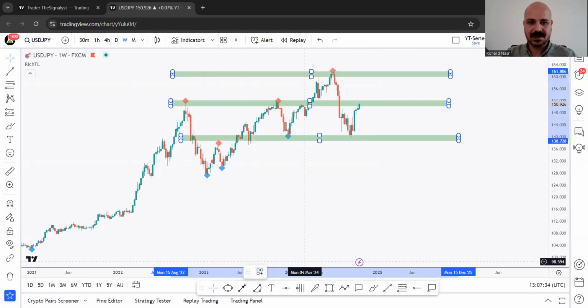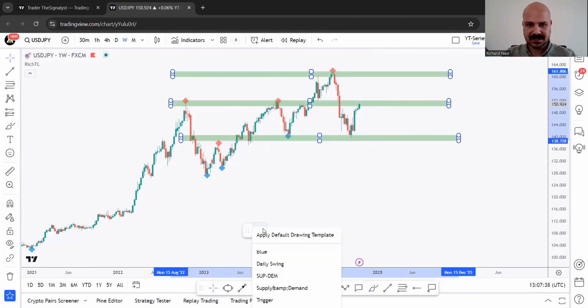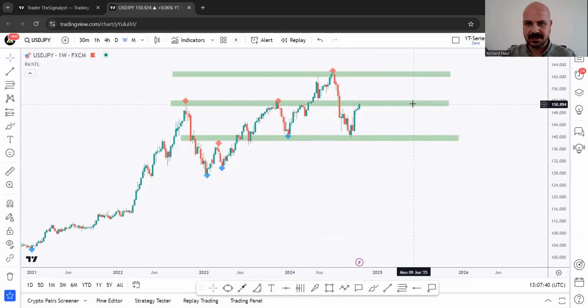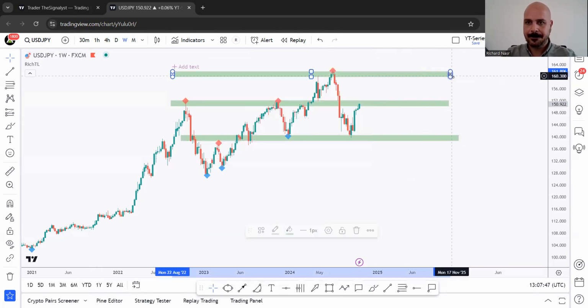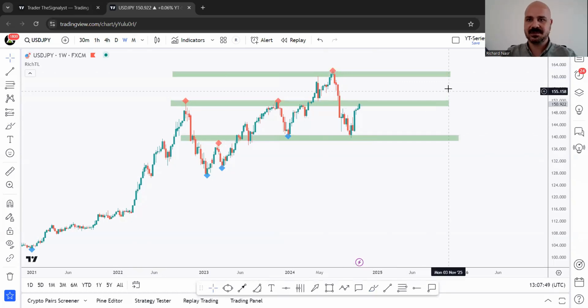Make sure that they are visible on lower time frames. Okay, I'm not really sure why I don't see it. It's weird. Anyway, I can see it for one, but I can't see it for all. Perfect. Just make sure that they are visible on lower time frames.